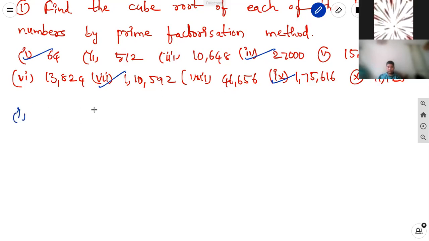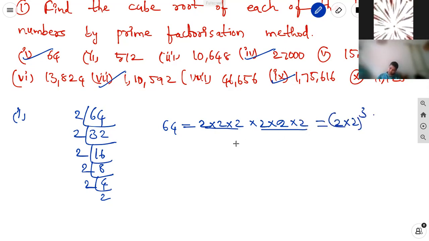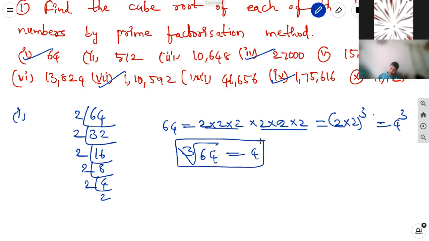The first question is 64. We know that it is an even number. 2 twos are 4, 2 sixteens are 32, 2 twos are 64. So 64 can be written as 2 into 2 into 2, one triplet, and 2 into 2 into 2 is another triplet, which is (2 into 2) whole cube. It is 4 cube. So the cube root of 64 is equal to 4. This is the cube root by prime factorization.